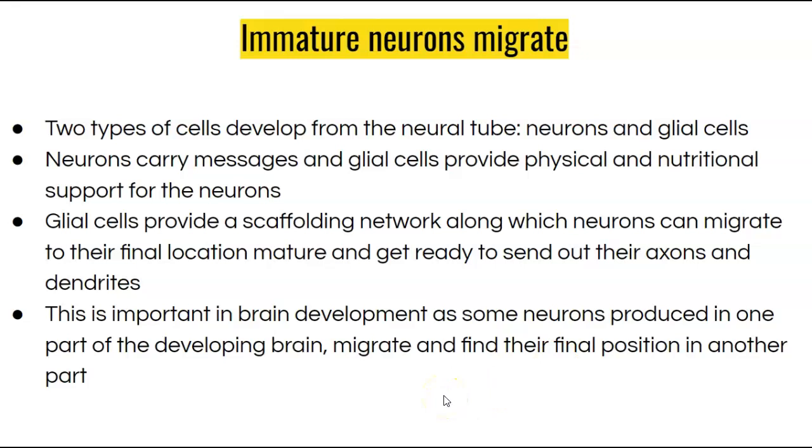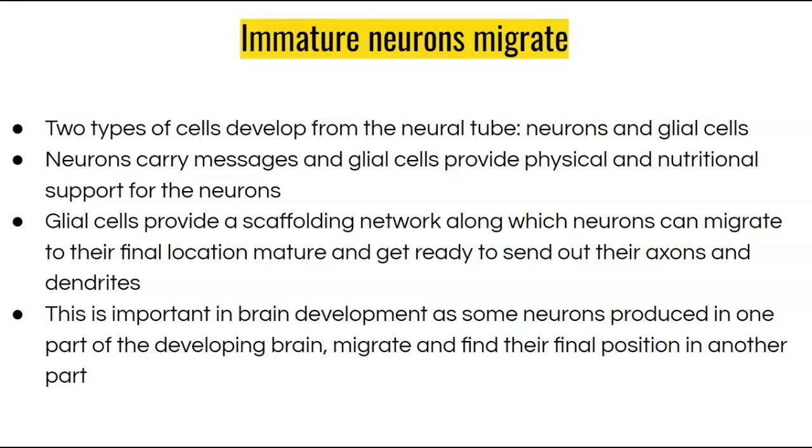So there are two types of cells that can develop from the neural tube. Neurons, which we've been talking about for a while, and glial cells. So neurons carry messages, and glial cells provide physical and nutritional support for the neurons. So neurons are like your MVP player, and glial cells are like your water boy that makes sure that your MVP can do what they need to do. So glial cells provide a scaffolding network where neurons can migrate to their final location, mature, and get ready to send out their axons and dendrites. That's that branching aspect on a neuron. And so glial cells are vital to the production of neurons.